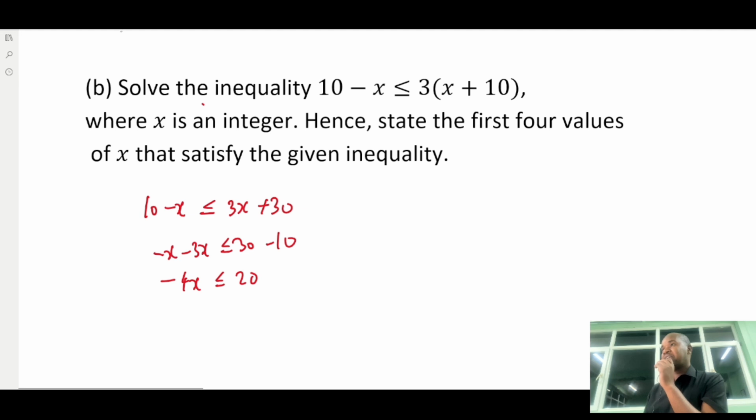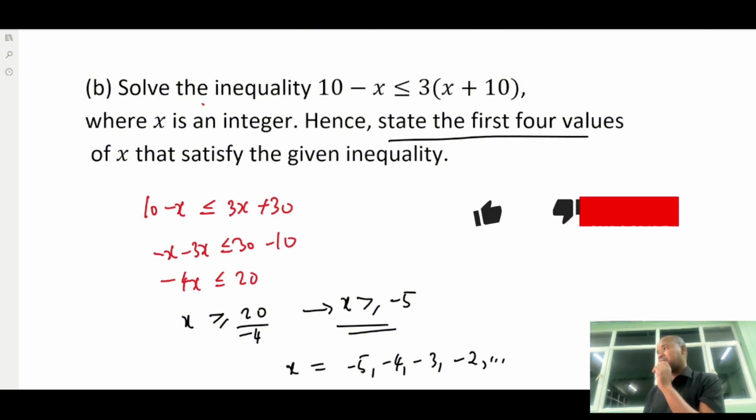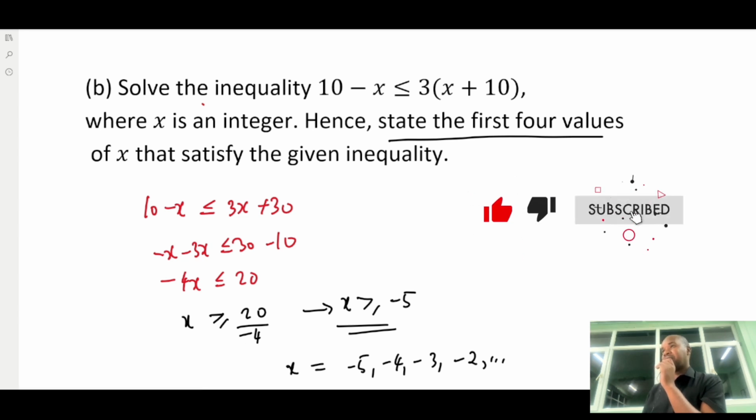Dividing by a negative on both sides will change the inequality sign. And so I'll now have x greater than or equal to 20 divided by -4. So eventually I'll have x greater than or equal to -5. And because we are talking of only integers, the first 4 values will be x equals -5, -4, -3, -2. You can continue like that, but we just state the first 4 values of x, and here are the values.